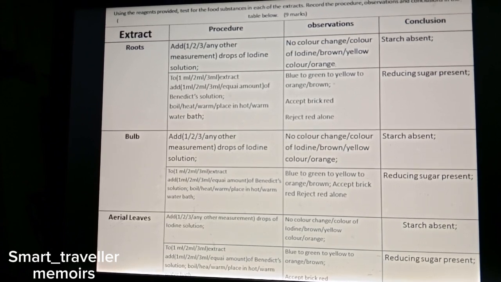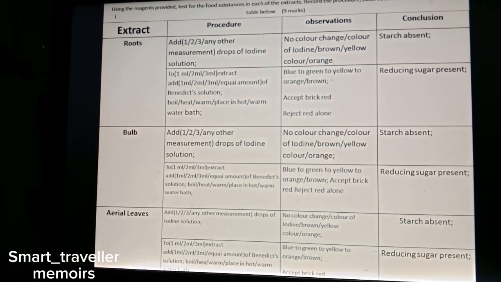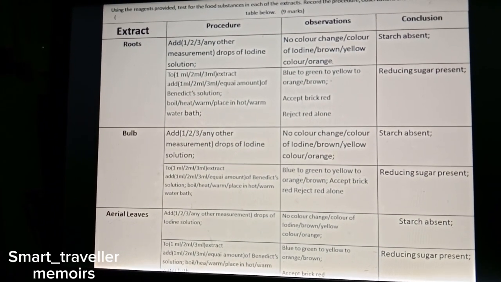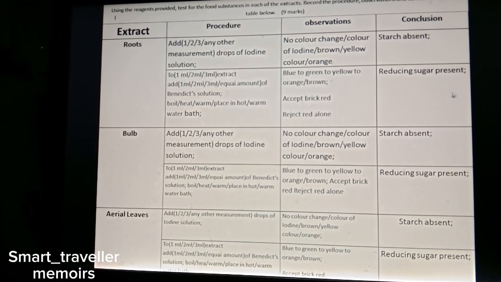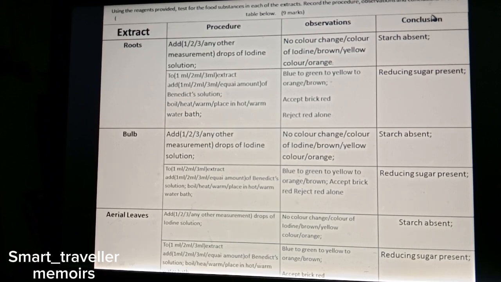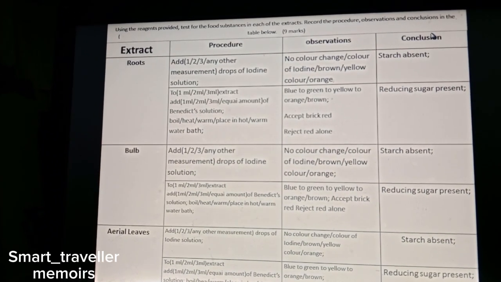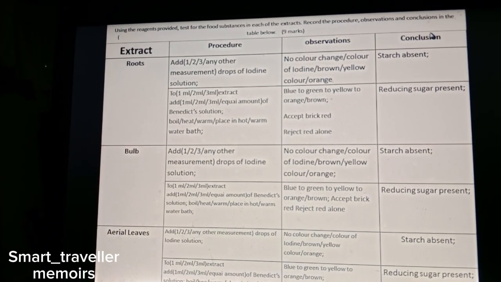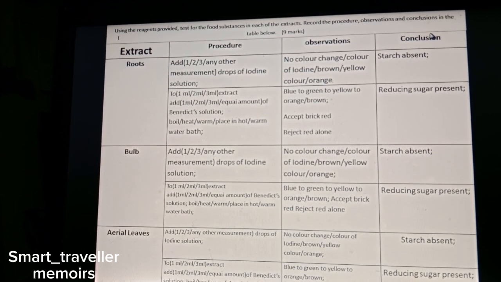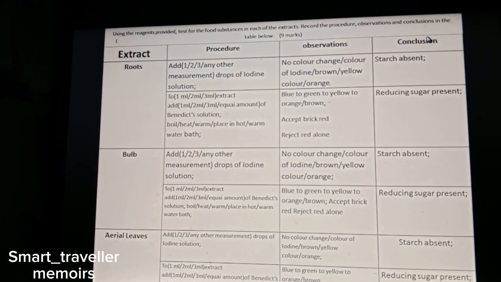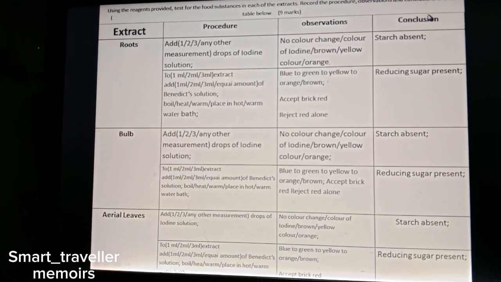Guys, I don't know whether it is clear, but I will try to read it for you. But it is clear because you can see extract, procedure, observation, and conclusion. Okay, the instruction is up there. All right. Using reagents provided, test for the food substances in each of these extracts. Record the procedure, observation, and conclusions in the table below, 9 marks. That statement is in the other place. So let's look at the table.